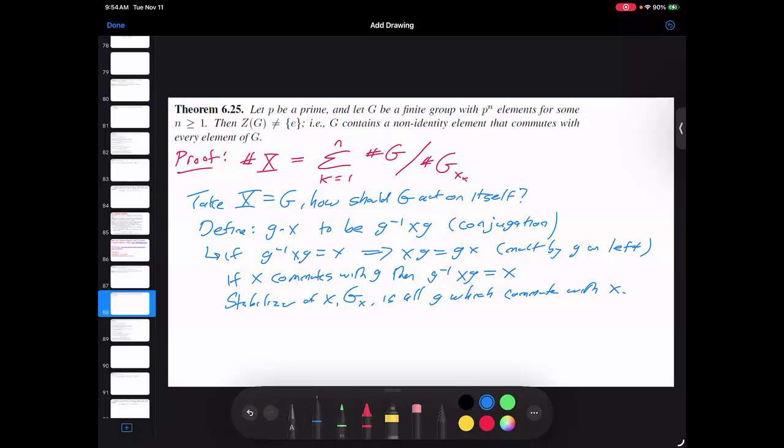So now let's look at the formula. What do we know about the size of X? What does that equal? Which is? So what's the size of G for this problem? I'm sorry? Not necessarily prime. P to the n. And then we know the size of G equals P to the n. And the size of each stabilizer, what are the possible values for the sizes of each stabilizer?